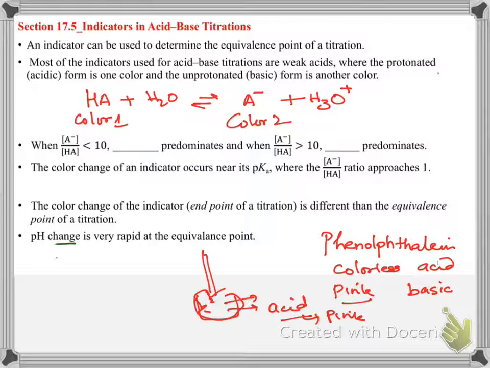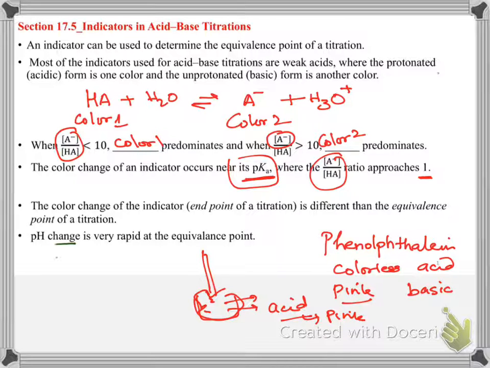Now, if the ratio of conjugate base over acid is less than 10, then color 1 dominates, meaning you have slightly more acid than the base. But if the ratio of concentration of conjugate base over acid is greater than 10, meaning you have more conjugate base, then color 2 predominates. And if the ratio is equal to 1, then the color change occurs near the pK of the solution. Very important point.